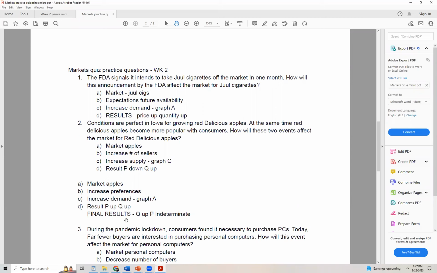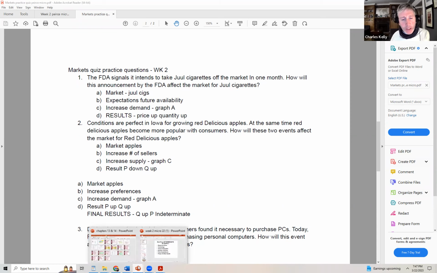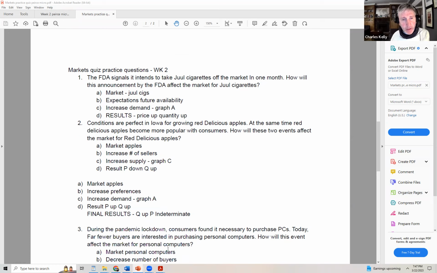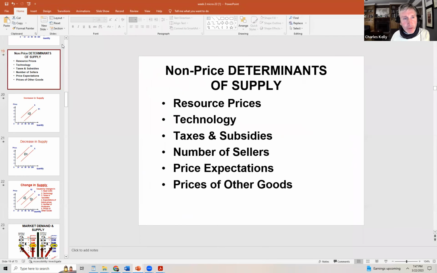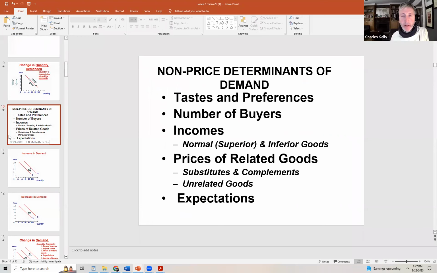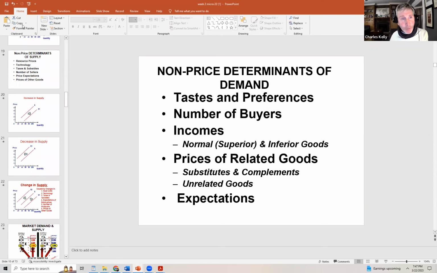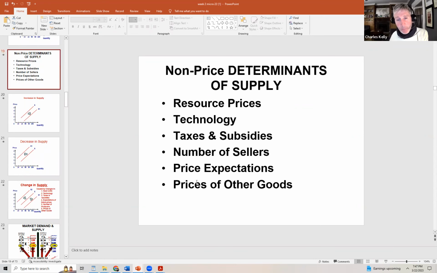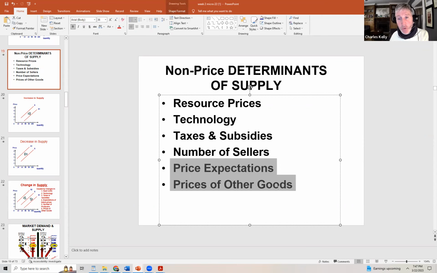So on the test, here's the mock test. Here's the key. When you're taking the quiz, what you need to have right with you are these 6 non-price determinants of supply and these 5 non-price determinants of demand. As soon as you read the scenario, you're like, all right, it's gotta be one of these things. And honestly, you really can narrow it down to 5 of these non-price determinants of demand and the top 4 here, because I'm telling you that I didn't use these 2.